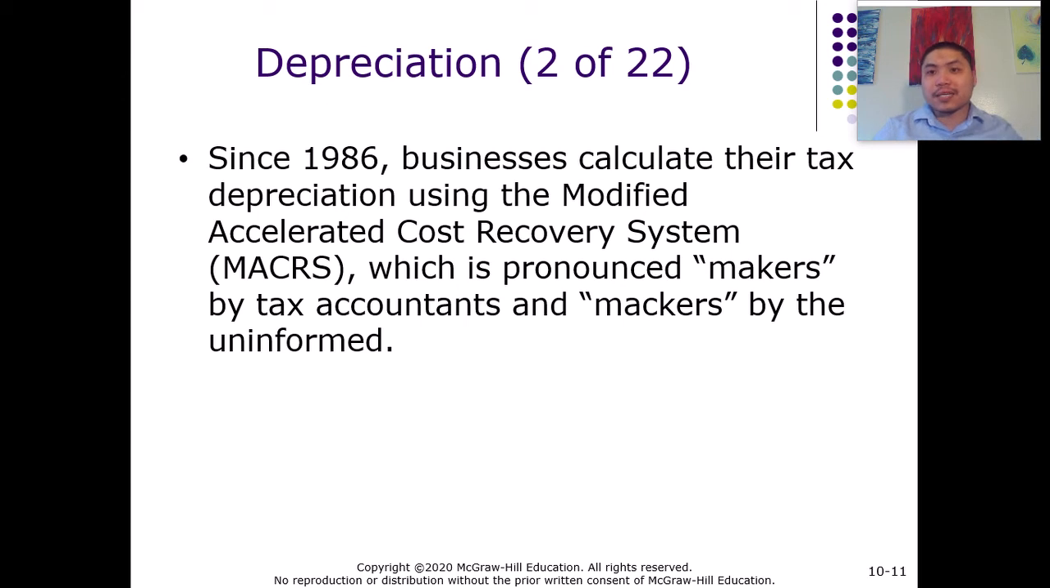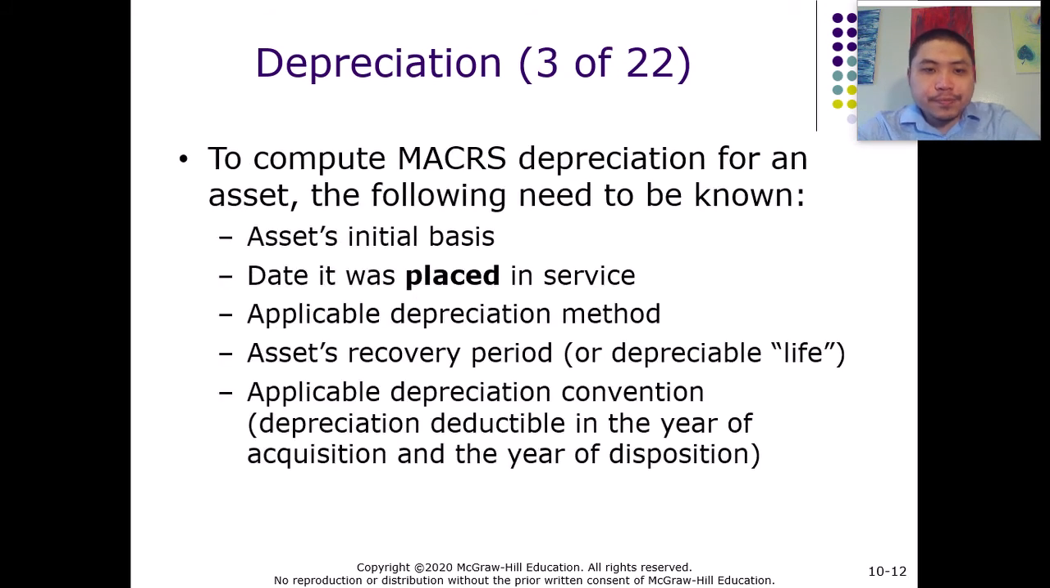So the MACRS system helps set the rules to depreciate assets for tax purposes, right? And the MACRS system basically gives a predetermined percentage that you can apply to calculate the depreciation expenditures for tax purposes, right? Based on the types of the assets and the useful life of the assets, right? So we're going to discuss it in a little bit.